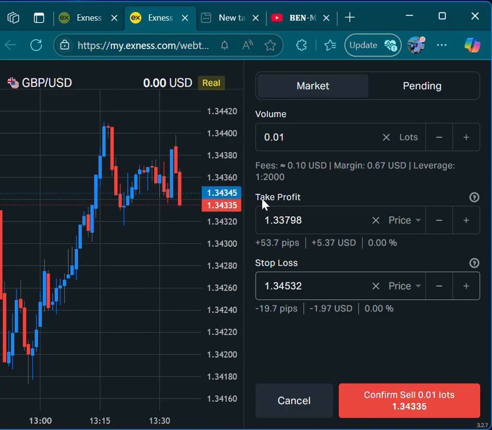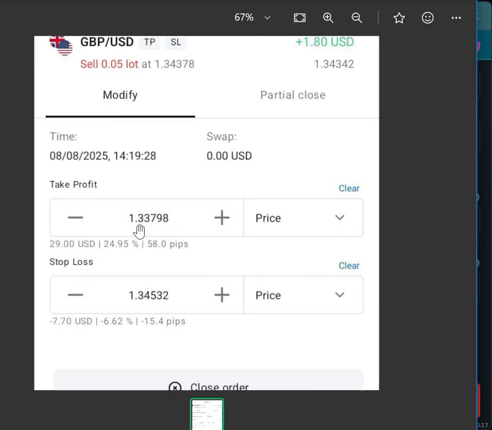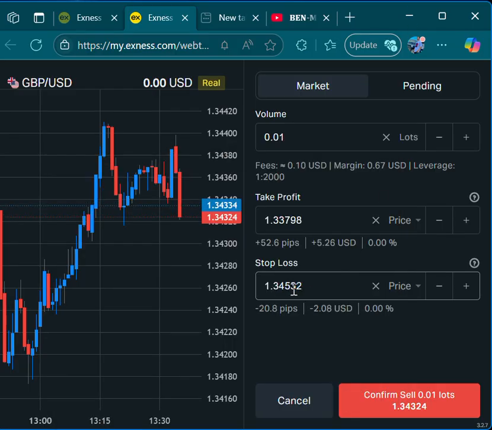Make sure you confirm your take profit is 1.33798. Your stop loss is 1.34532. So what you need to do is just to click on sell. If it's on buy, make sure it's on buy. And don't forget, your GBPUSD was being traded.